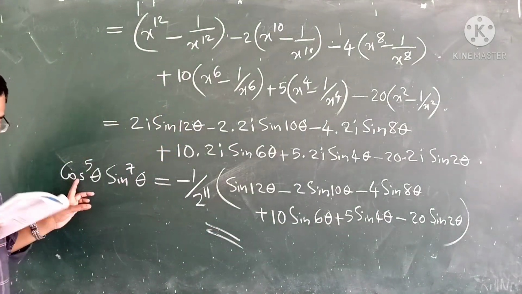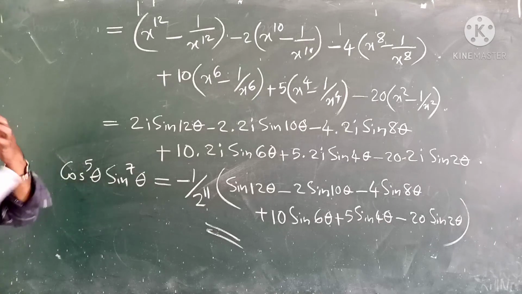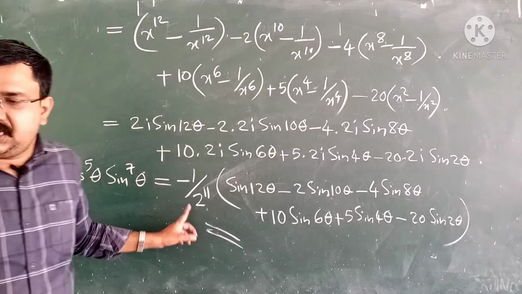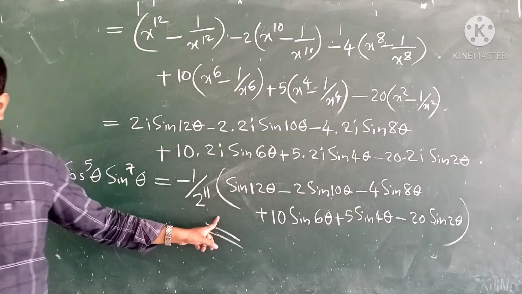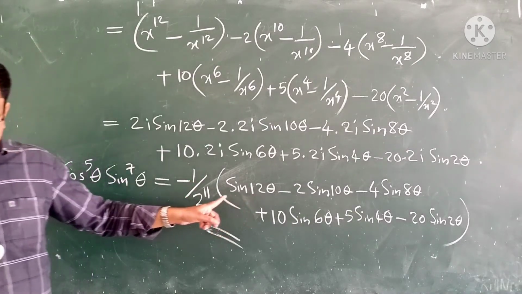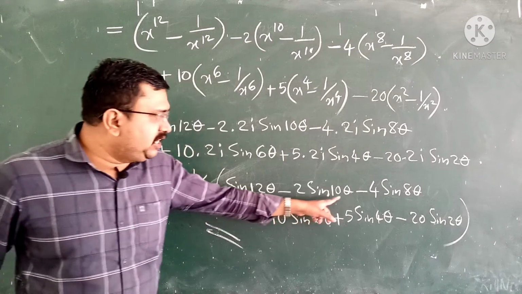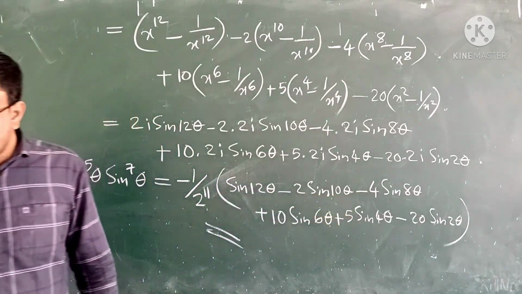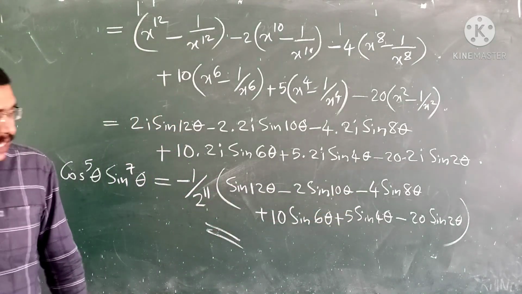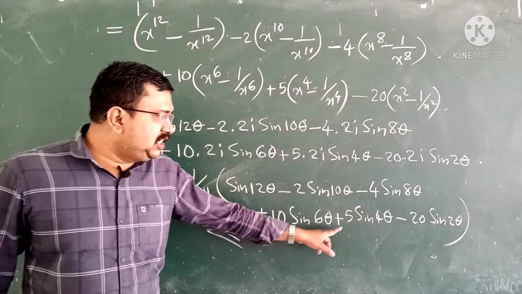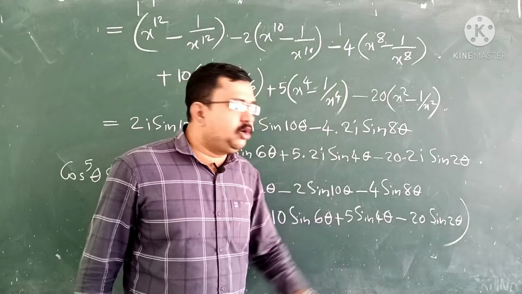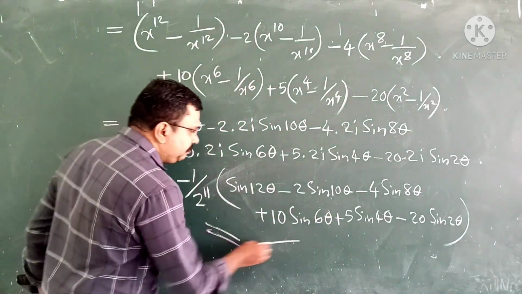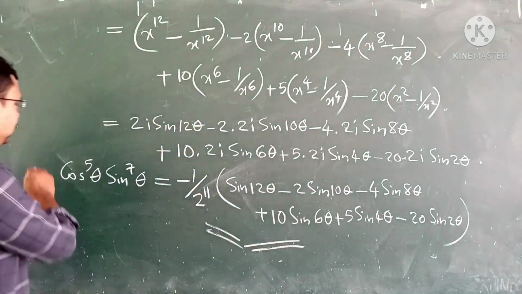So cos raised to 5 theta into sin raised to 7 theta is equal to minus 1 by 2 raised to 11 into sin 12 theta minus 2 sin 10 theta minus 4 sin 8 theta plus 10 sin 6 theta plus 5 sin 4 theta minus 20 sin 2 theta. Okay, this is our final answer.